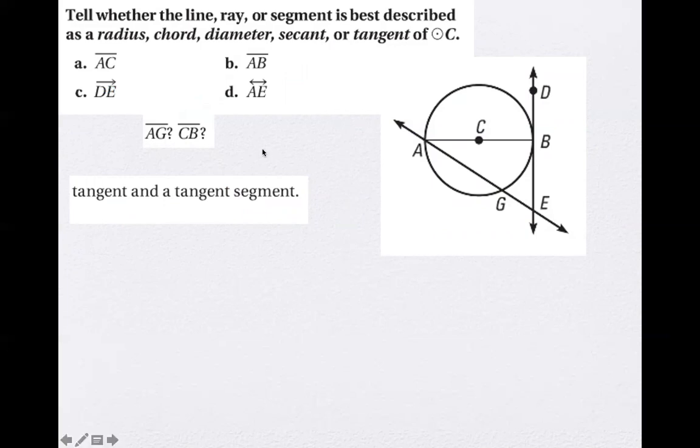Okay, so they want me to name segment AC. I see segment AC is coming from the end of a circle to the center, so that's going to be a radius. Segment AB goes from one end to the next. So I can call this a chord, but even more specific, I would call it a diameter because it goes through the center of the circle. So the best word here would be diameter, but being a chord is also correct.